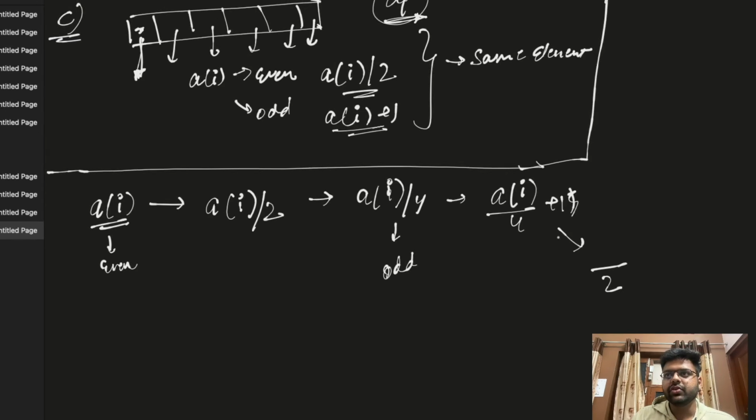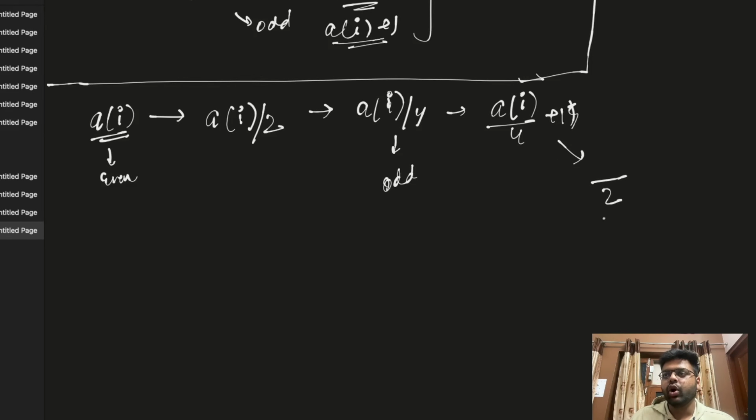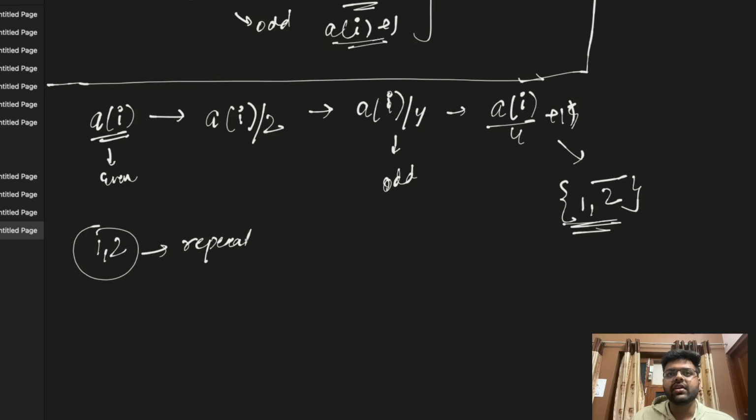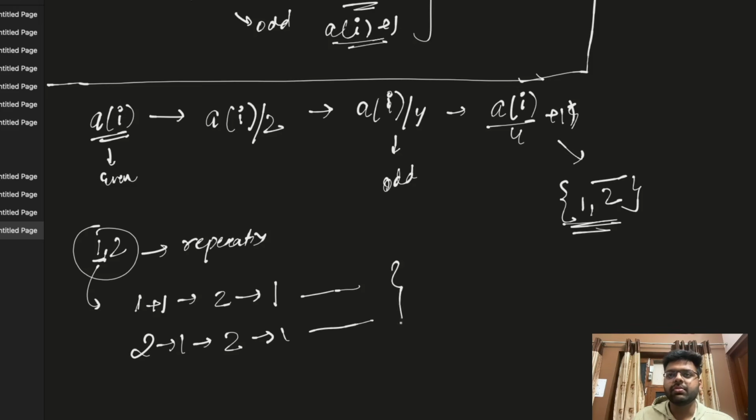Eventually, this all boils down to a value of either 1 or 2, and once it has come to 1 or 2, it starts repeating. If for 1 I do plus 1, I reach 2, and from 2 I go to 1, then 1 to 2, and 2 to 1 again. So this would start repeating.